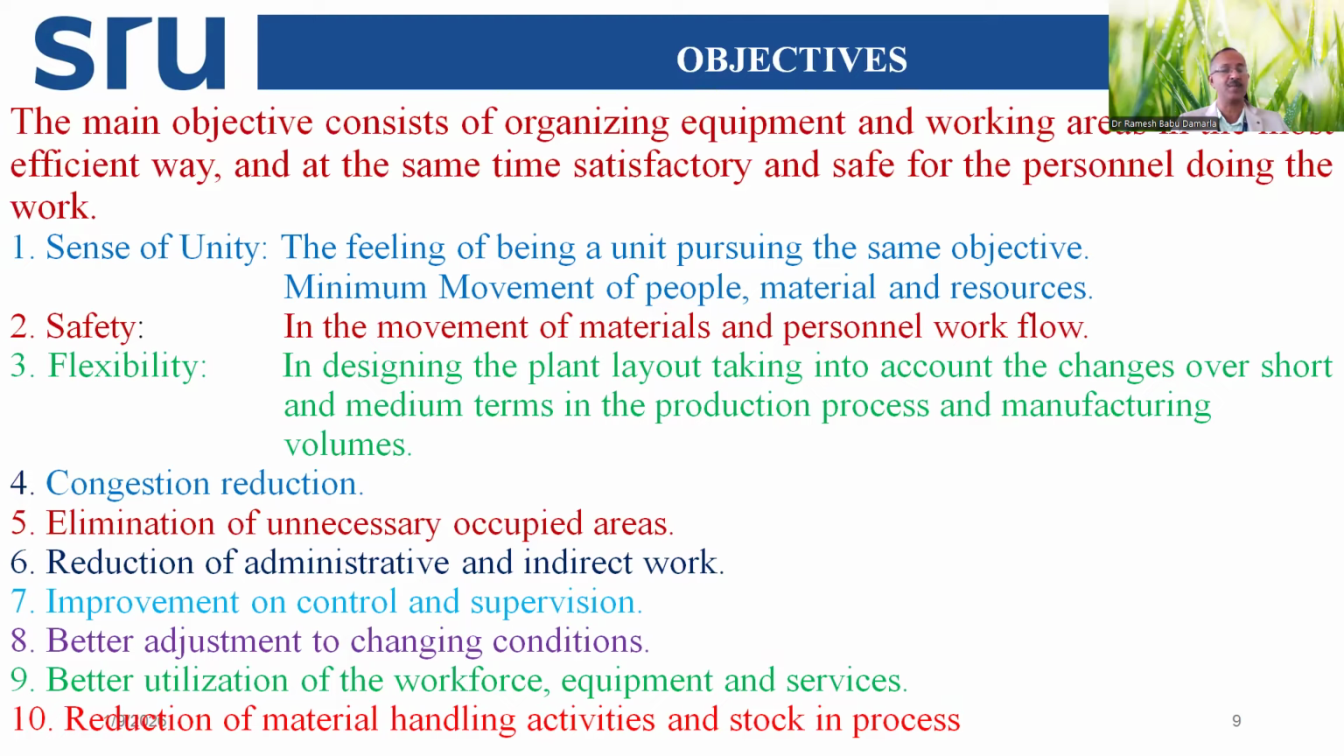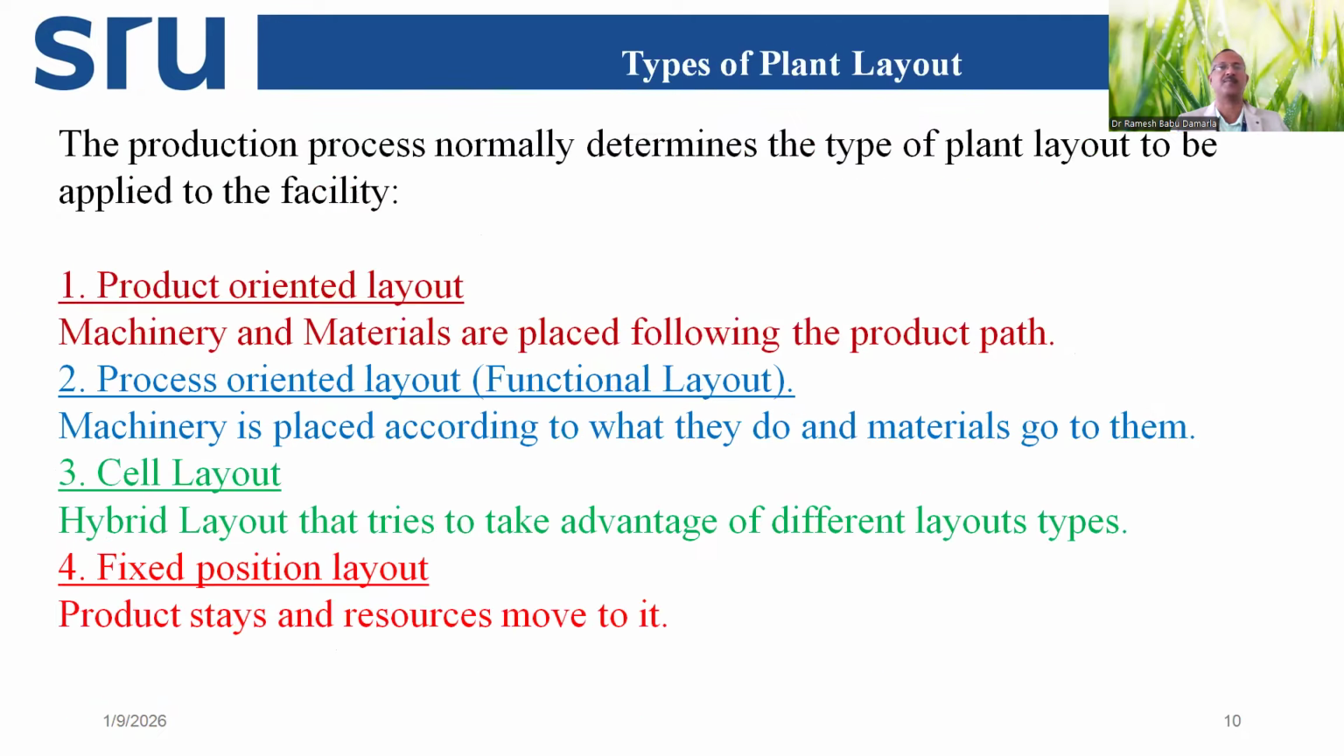The layout should facilitate improvement in control and supervision, better adjustment to changing conditions, better utilization of the workforce, equipment, and services. That should reduce the material handling activities and stocking process. Now let us see various types of these facility layouts. The production process normally determines the type of plant layout to be applied to the facility. Let us see the most common layouts.